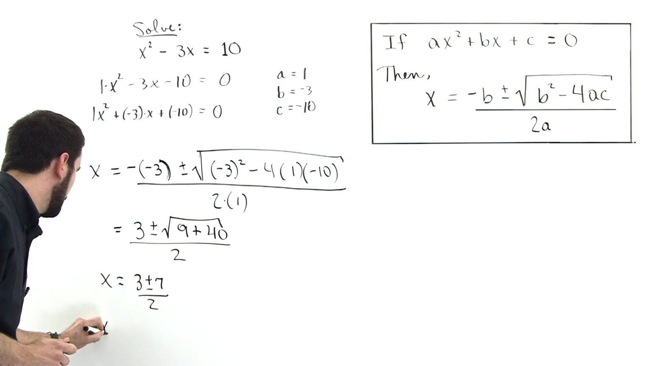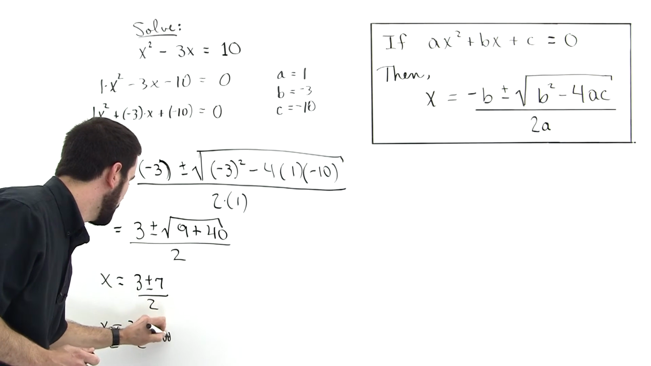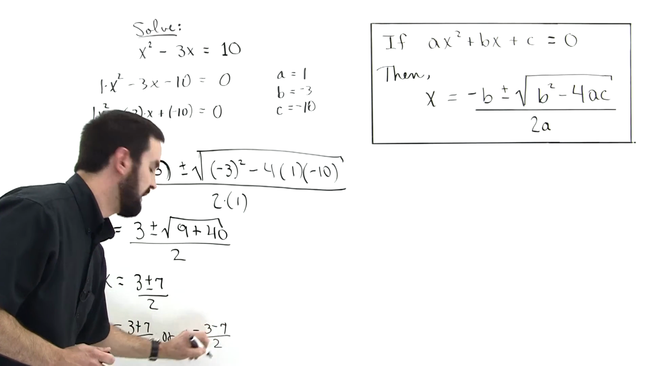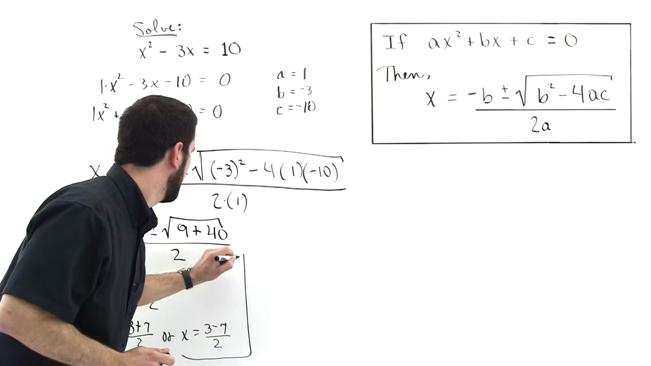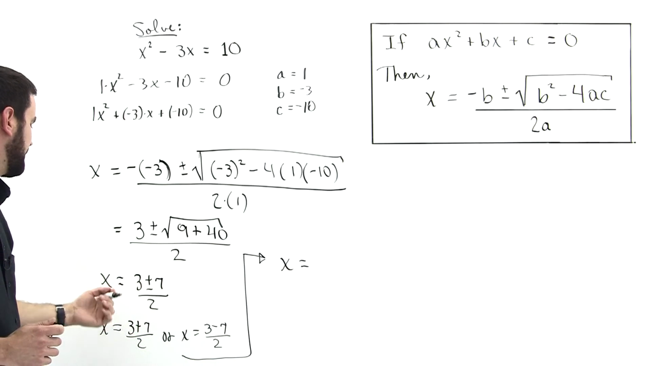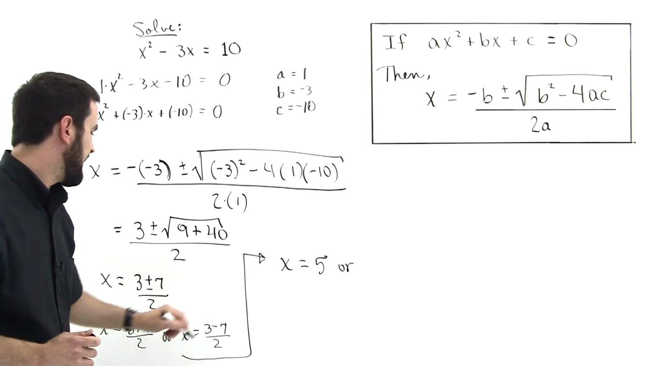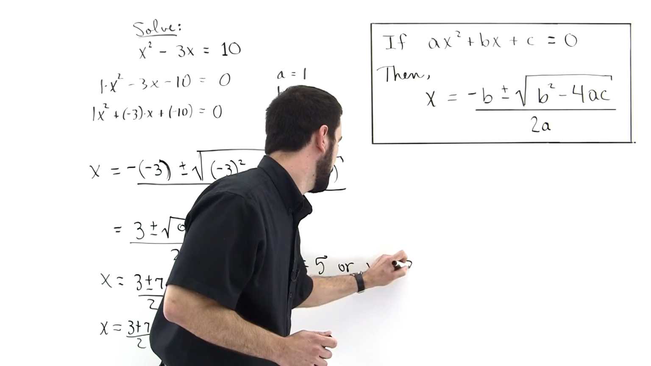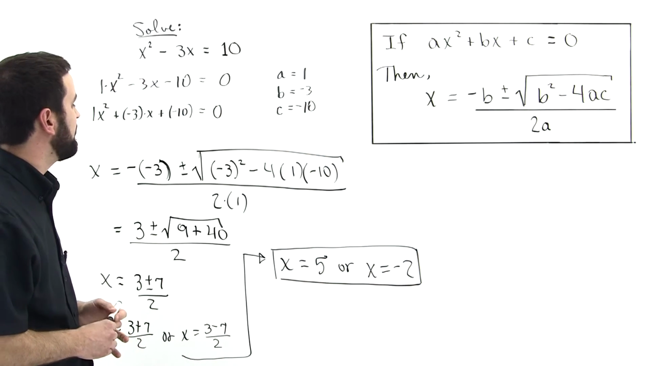So then x is equal to 3 plus 7 over 2, or x is equal to 3 minus 7 divided by 2. Let's see if I have enough room to write the answer. No, I do not, so I'm going to come right here. So for this one, 3 plus 7 is 10, divided by 2 is 5, so x equals 5, or 3 minus 7 is negative 4, divided by 2 is negative 2, or x is equal to negative 2. So these are our solutions to this quadratic, right?